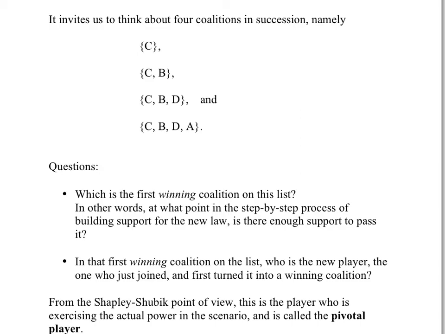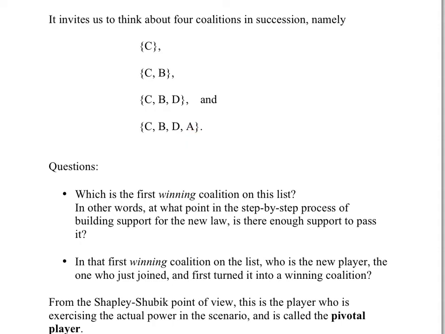So for example, suppose that C and B can't pass the legislation, they don't have enough votes between the two of them. But when D joins in, now that's a winning coalition. Aha! Then in a certain sense, D plays a pivotal role in this scenario in getting the law passed. D is the one whose arrival makes all the difference. And once D has arrived, if this really is a winning coalition, CBD, then A's arrival at the end is just icing on the cake. That's not really changing the outcome.